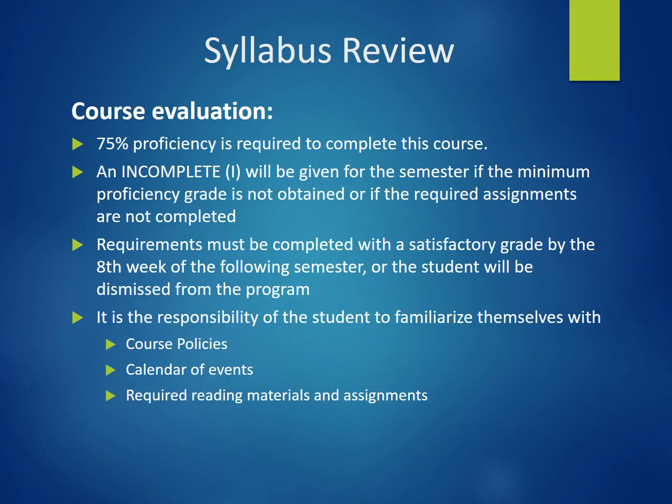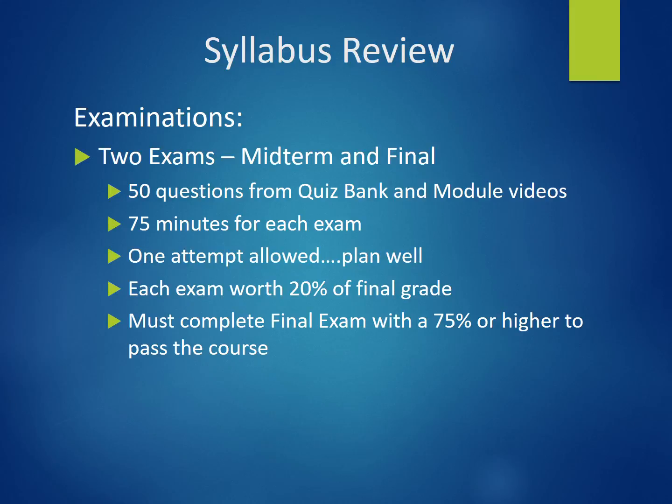Course evaluation is determined by the following, and must be completed with a 75% proficiency to successfully pass this course. An incomplete will be given for the semester if the minimum proficiency grade is not obtained, or if the required assignments have not all been completed. It is the responsibility of the student to familiarize themselves with all of the course policies, calendar of events, required reading materials, and assignments. There will be 2 exams in this course, a midterm and a final.